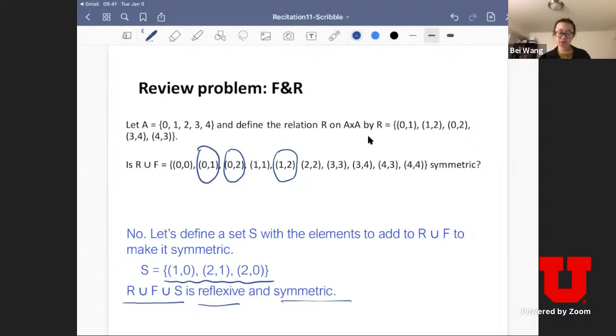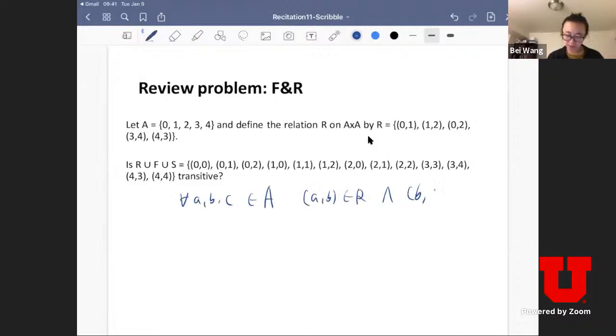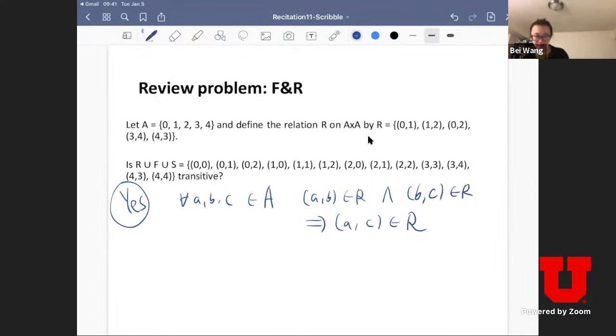Then the next follow-up question is, is this thing transitive? Okay. So remember, what is the definition of transitive? If I have a, b, and c that are part of A, if (a, b) is in R and (b, c) is in R, this implies (a, c) is in R. Okay. So that's the definition of transitive. So you want to check all those relations. But there's another way. The answer is, of course, yes, this is transitive, but how do we check it in a reasonable way?